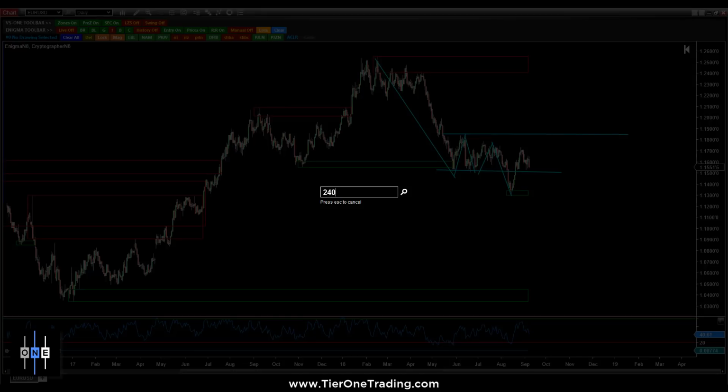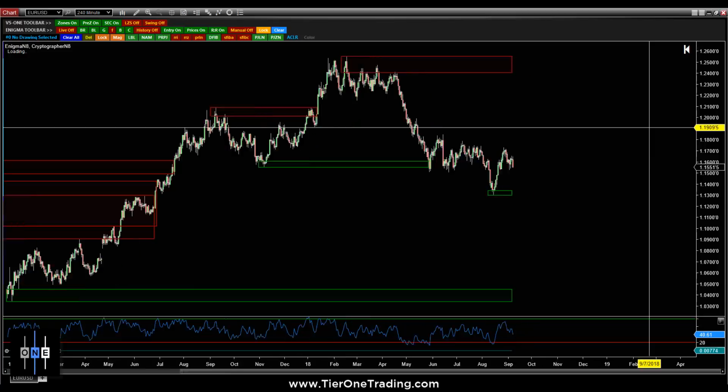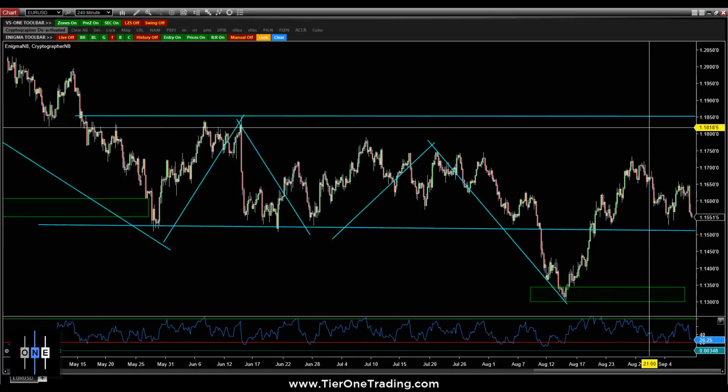So there's no reason to change my overall bias in the market. Now, as we go down to the lower time frames, that's a fancy way of saying I'm still looking short. As we go down to the lower time frames, a 4-hour chart, you're going to see kind of the funkiness that happened.